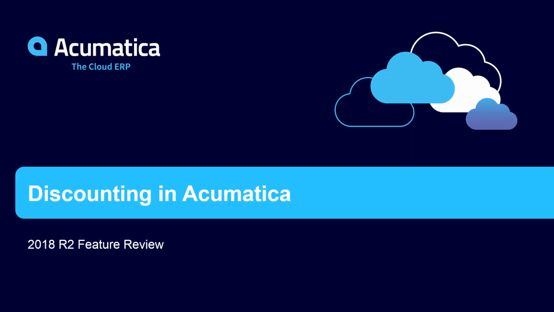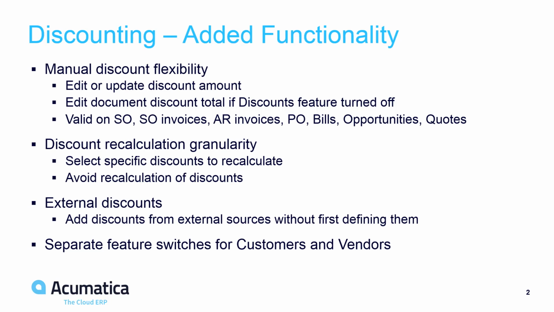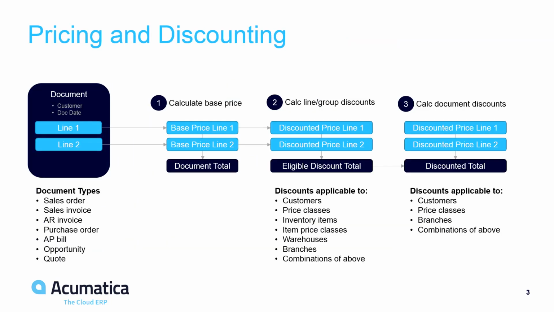Discounting in Acumatica. In 2018 R2, we added several new discounting features to our core functionality. In this video, I will review these features within common usage scenarios. Acumatica supports a flexible discounting structure, including line item discounts, group discounts, and document level discounts.